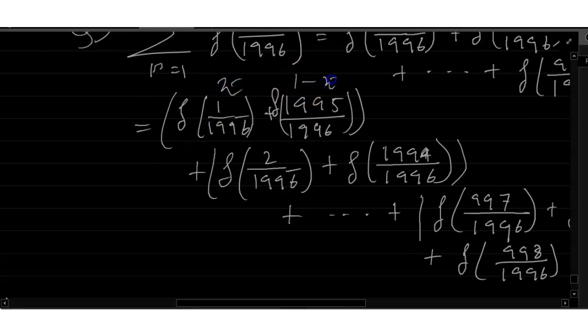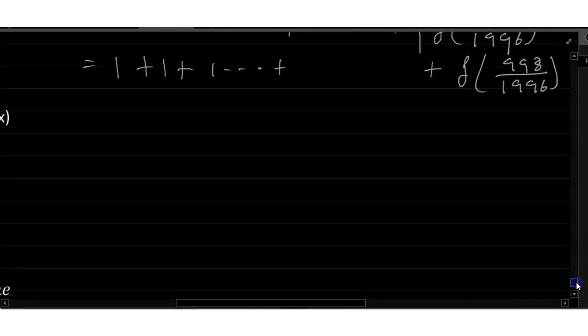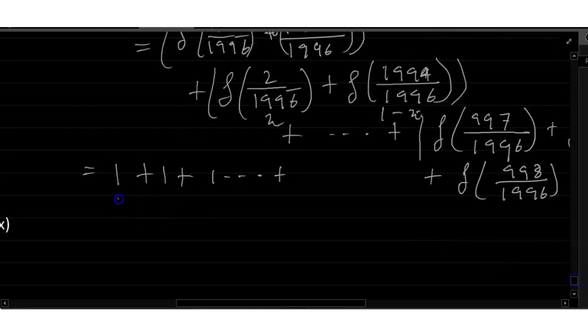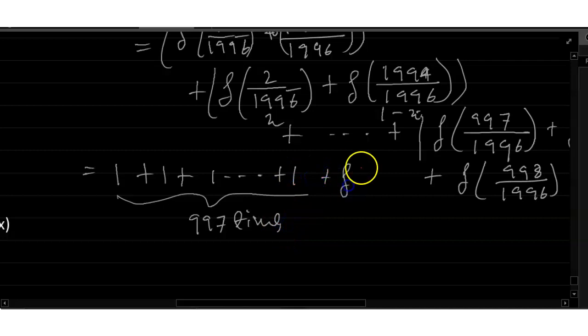and this is 1 minus x. So this portion is 1. Similarly, this portion is x, and this is 1 minus x. So 1 plus 1 up to how many times? 997 times, plus f(half).